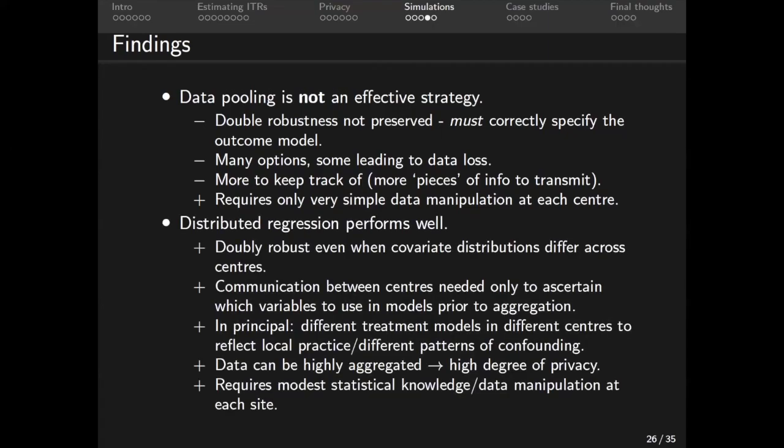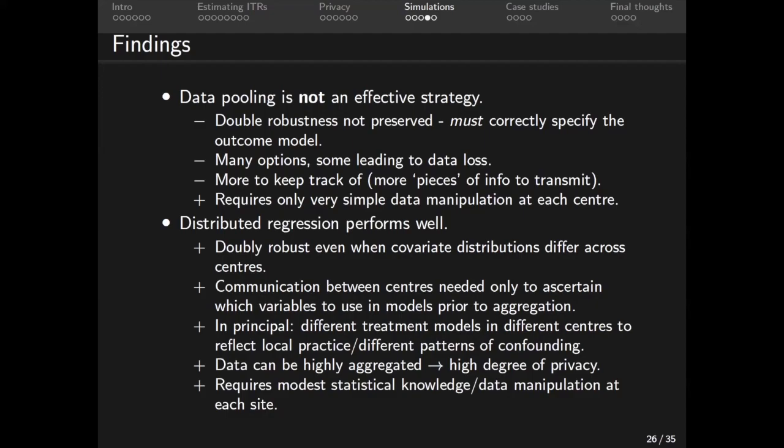The only real advantage of it is, of course, that all you have to do is sum stuff. So if you don't have a lot of expertise in each of your centers, data pooling is useful, but it still doesn't have much to sort of recommend it. The distributed regression, on the other hand, performs really well. Okay, I saw that double robustness. I can get one of my 2 models wrong and still get consistent estimation.